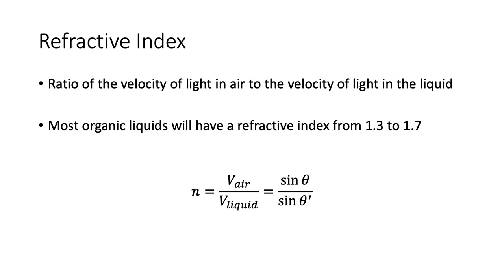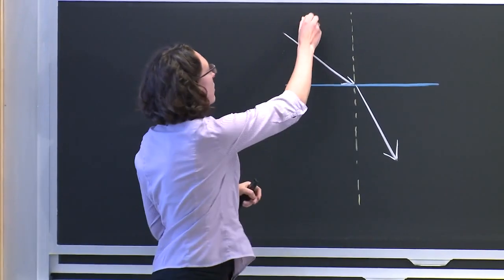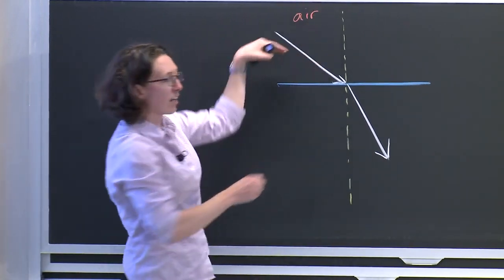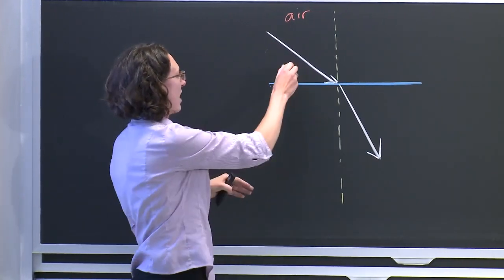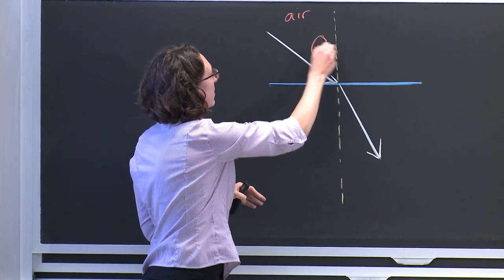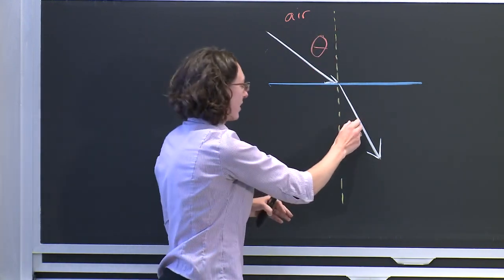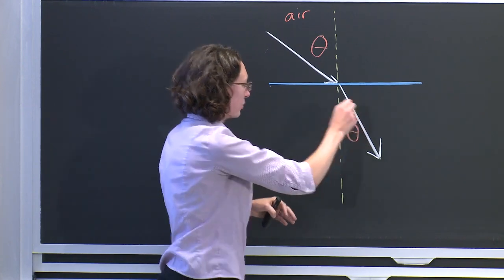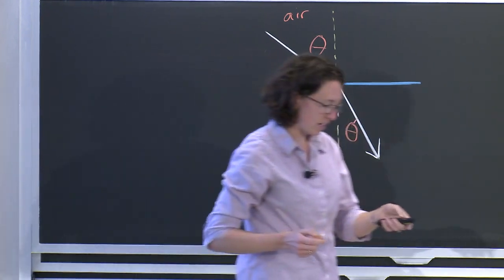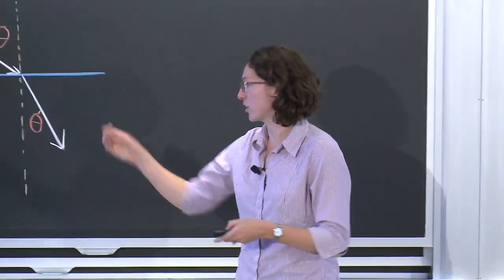So in the lab, we can measure the angles at which the light travels. If this part is the air and you have your light, it'll hit your liquid interface at a certain angle, which is theta from straight up and down, and then it'll get refracted at a different angle. We call that theta prime. So you can measure that in the lab and calculate your refractive index.